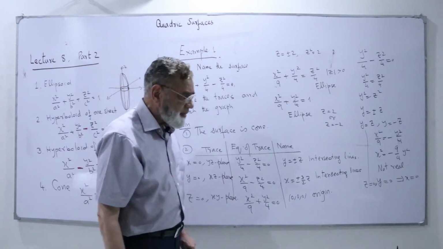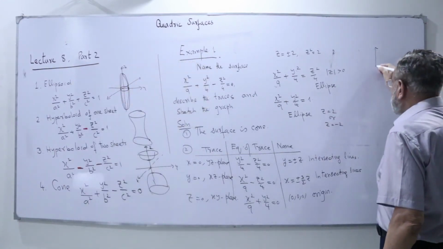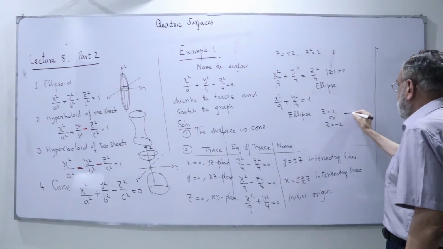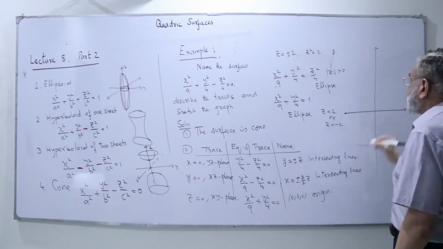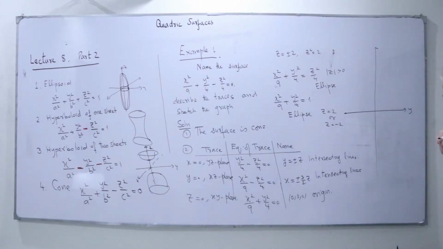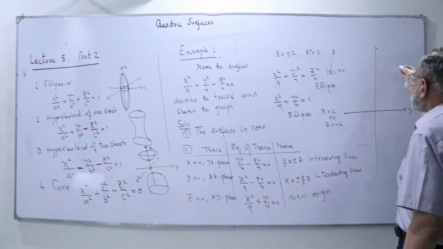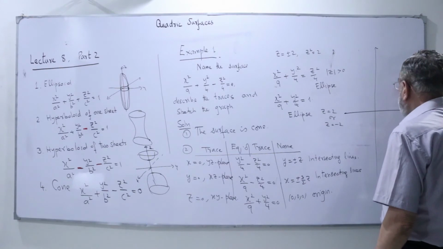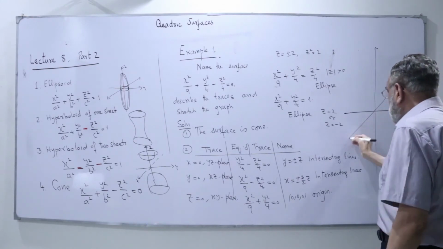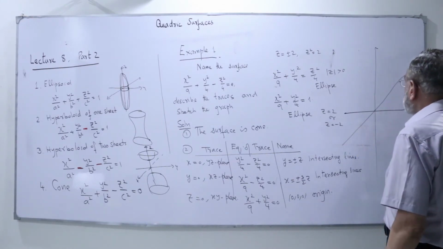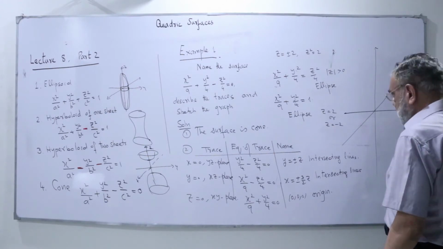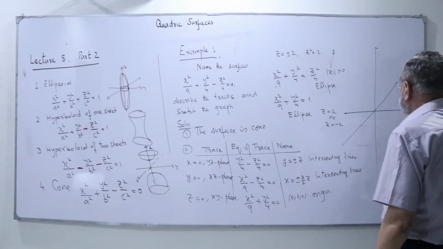Now I sketch this one. I have here my z-axis, this is my y-axis. So what's the graph in the yz plane? In the yz plane, the graph is intersecting lines, y equal to z. This is making an angle of 45 degrees here. This is the line z equal to y, or y equal to z, both ways it is correct.